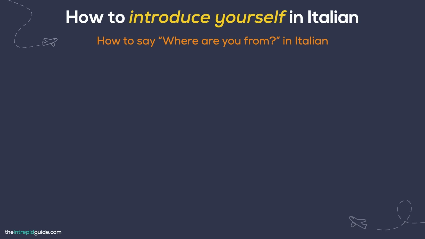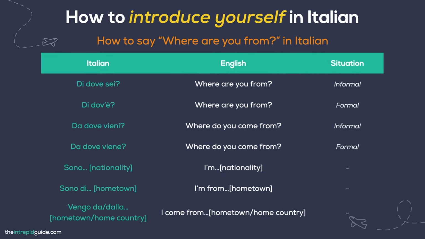Now, inquiring about someone's place of origin often piques curiosity and keeps the conversation flowing. These simple expressions will help you discuss this topic. How do you ask the question, where are you from? Use these. Di dove sei? Where are you from? Informal.